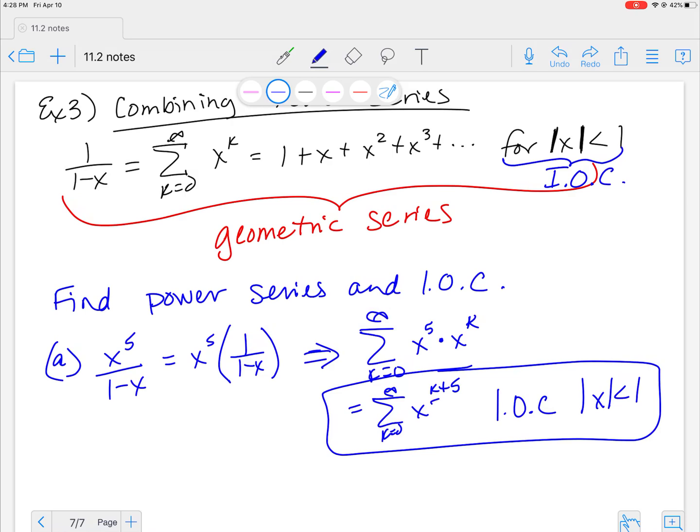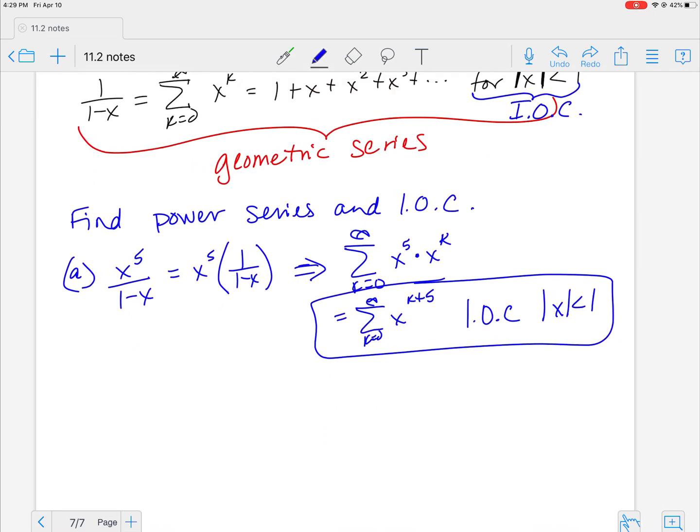This is my r value. And so then we're still good to go. All right. Let's do this thing.